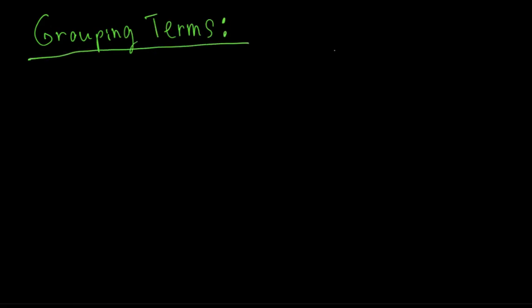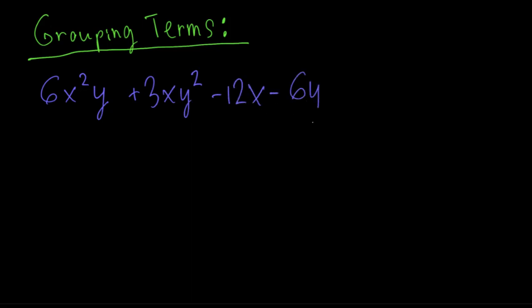Okay, let's take a look at an example. So here we have 6x squared y plus 3xy squared minus 12x minus 6y. Okay, so let's identify the highest common factor in each term. So we have 6, we have 3, we have 12, and we have 6. What's the highest common factor for all of those? Once again, here it's going to be 3, so we'll write that in.